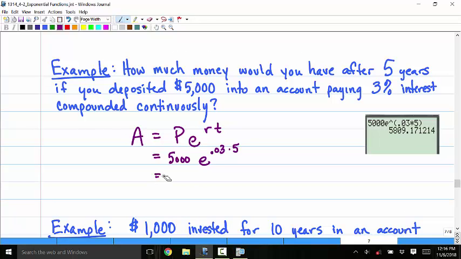Is that what this one had? Yep. 5,809.17. Questions? Someone yesterday asked, 5,000 E, is that a times there? Yes. It's 5,000 times E, but your calculator knows to do that.